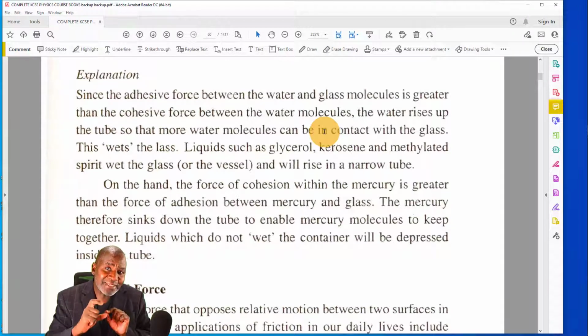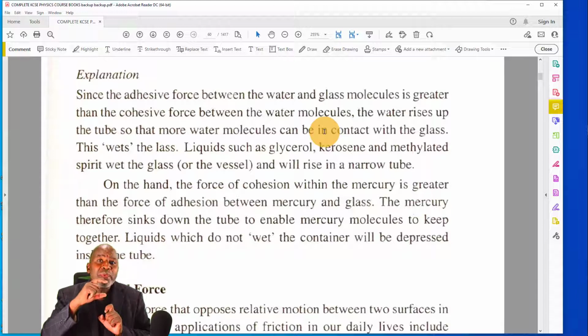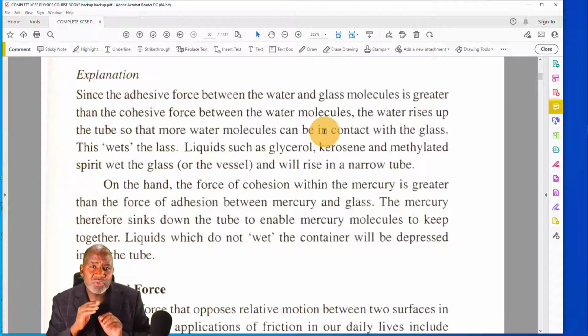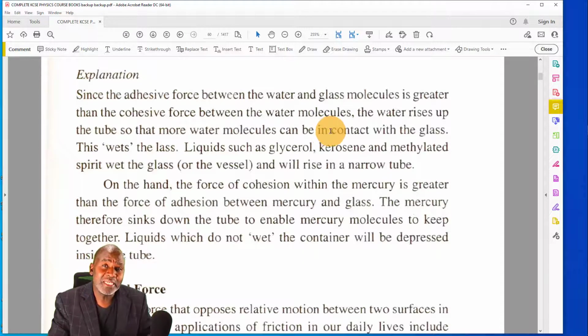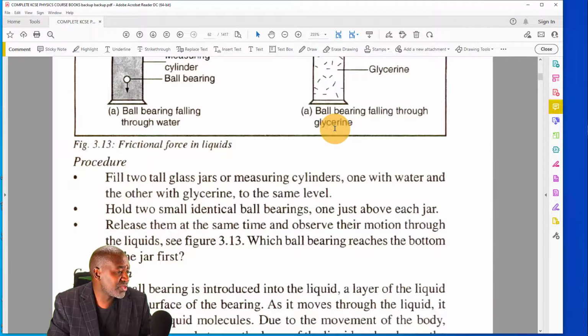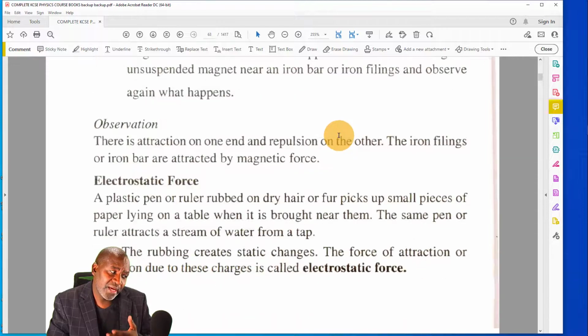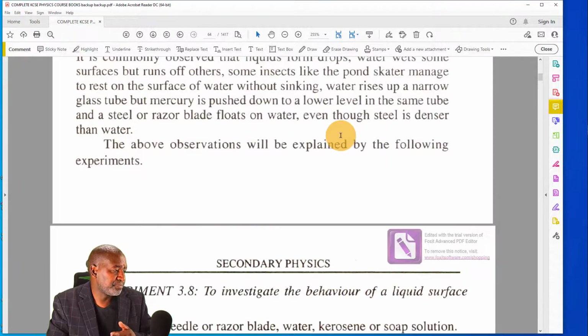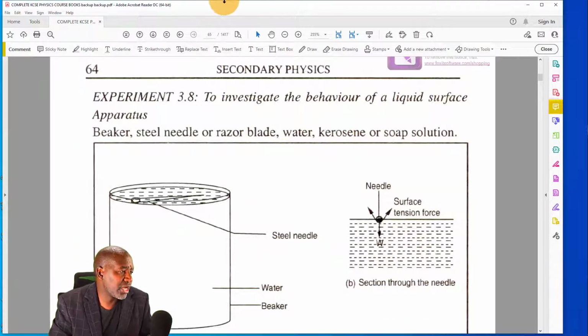If you use a lens and look at the surface very closely, you'll observe that the water is depressed around the bottom of the pin. Why is that? It's because the surface of the water behaves as if it is under tension. So let me go straight to that, and then I will show you exactly where to read in your textbook. It's important when you get this textbook, read it. So this is the experiment I'm talking about, to investigate the behavior of a liquid surface.